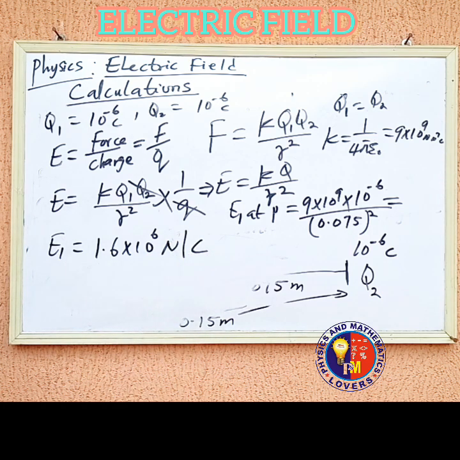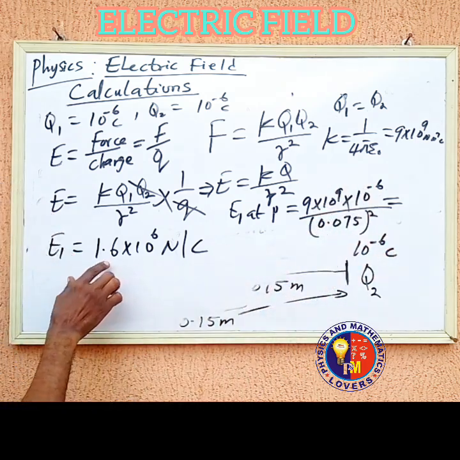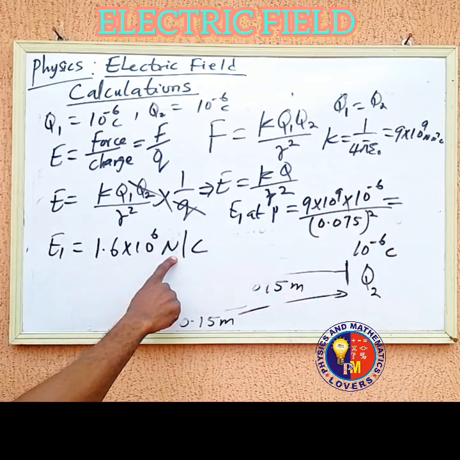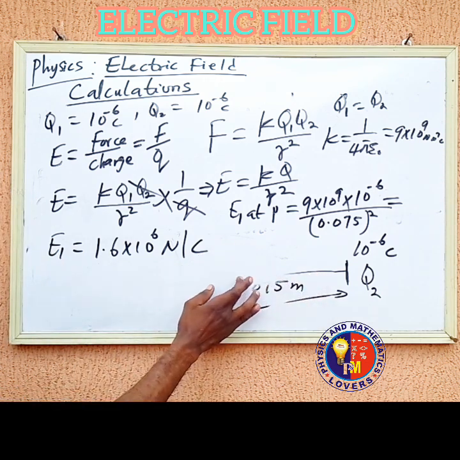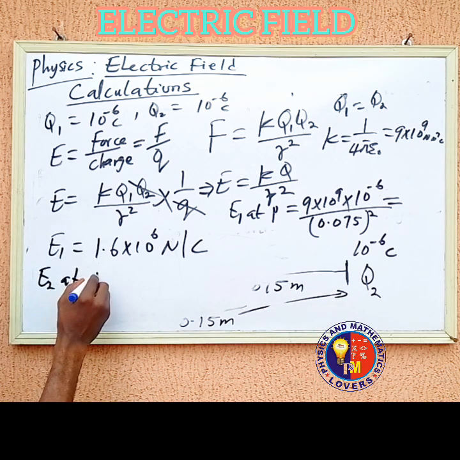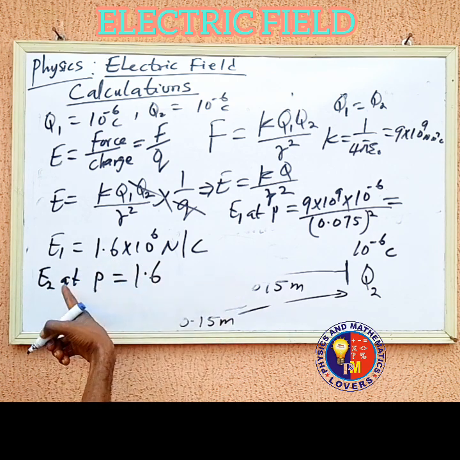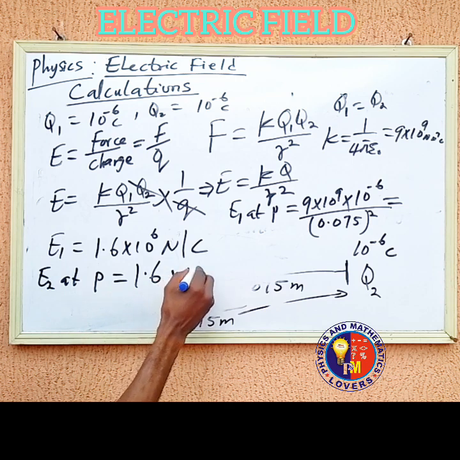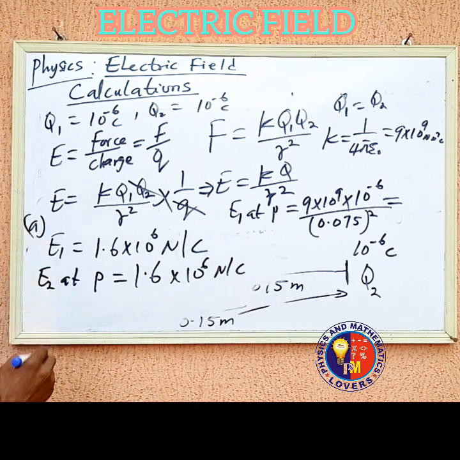After you have used the calculator to evaluate the whole of this, you are going to have 1.6 times 10 raised to the power 6 Newton per coulomb. Since we said both of them are at midway, E2 at P is also equal to the same strength as E1, because both of them have the same amount of charge. Newton per coulomb. So this answers question A.